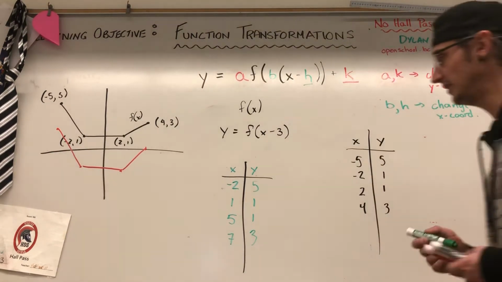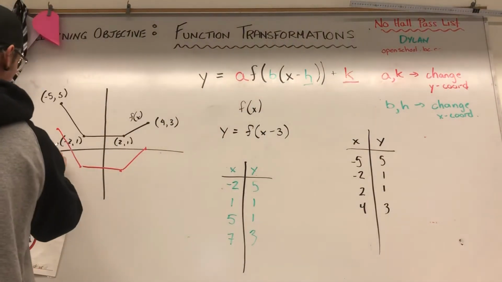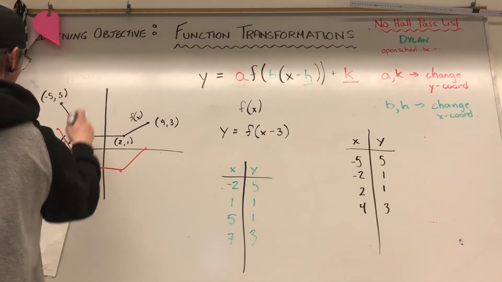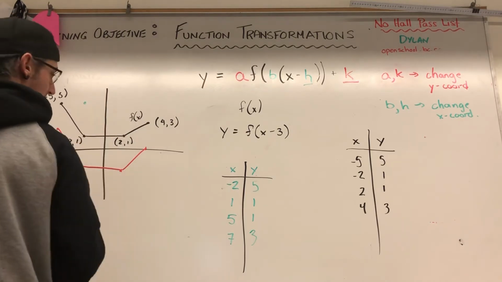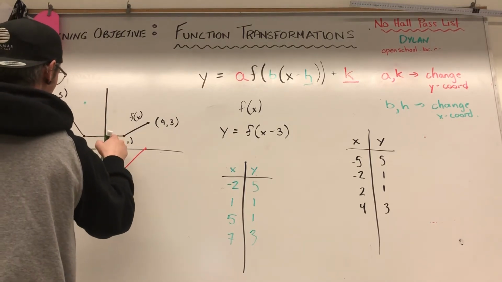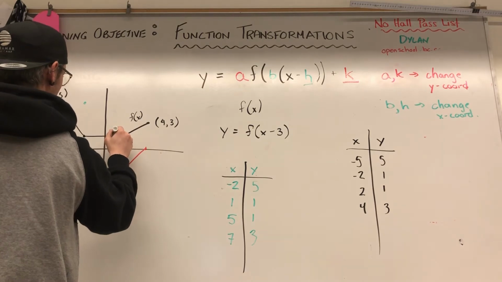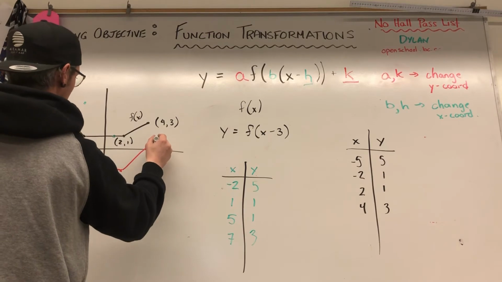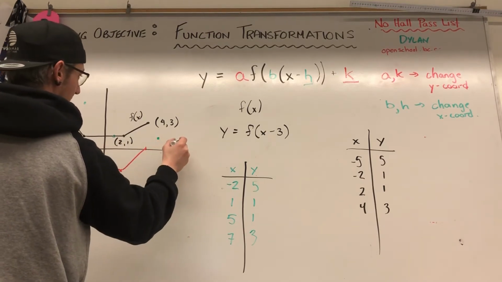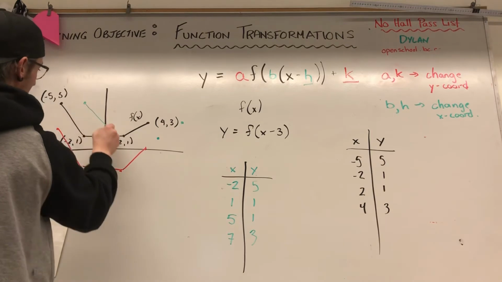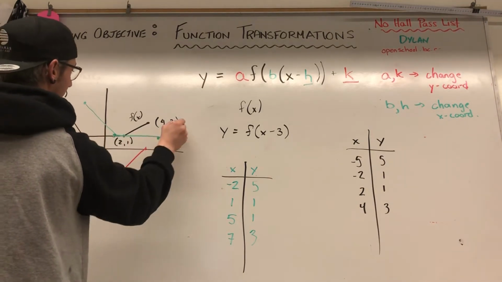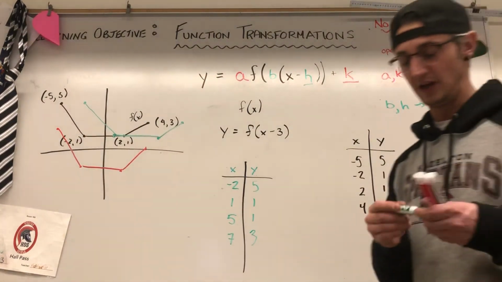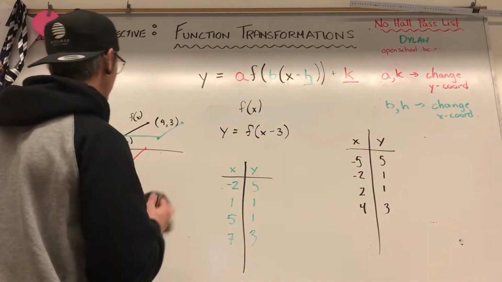And then if I were to graph this one at -2, I have a y of 5. At 1, I am at 1. At 5, I am at 1. And at 7, I am at 3. So, as we can see, we have now just a horizontal shift. And that's what h and k do. Now let's look at a combination of the two.